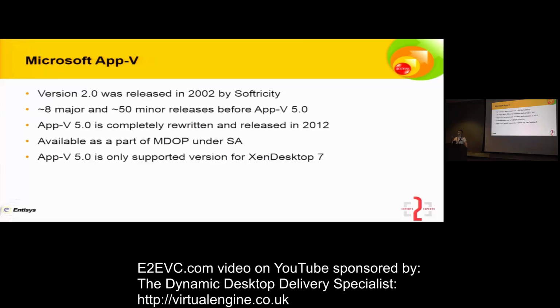Only one managing and publishing server. You can't have a load balancer set up. I mean, there are ways, but all of these options for how to set up a load balancer for AppV and Zen Desktop look like a workaround.